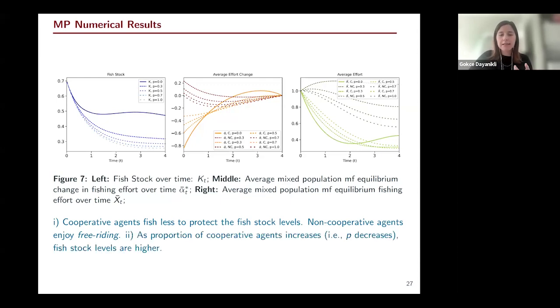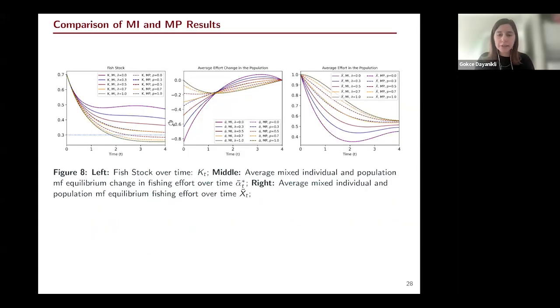The other thing we observe is that as the proportion of the cooperative agents increases, so this is when the P decreases, the fish stock levels are higher. This is something that we already expect. So the most interesting thing comes from the comparison of these two settings, because when we first modeled, we felt like actually for the special cases where the lambda and P is equivalent to each other, at the aggregate level, it corresponds to the same level of altruism. But the thing is we expected in this case actually for them to behave at the population level similarly, but we observed that actually this is not the case.